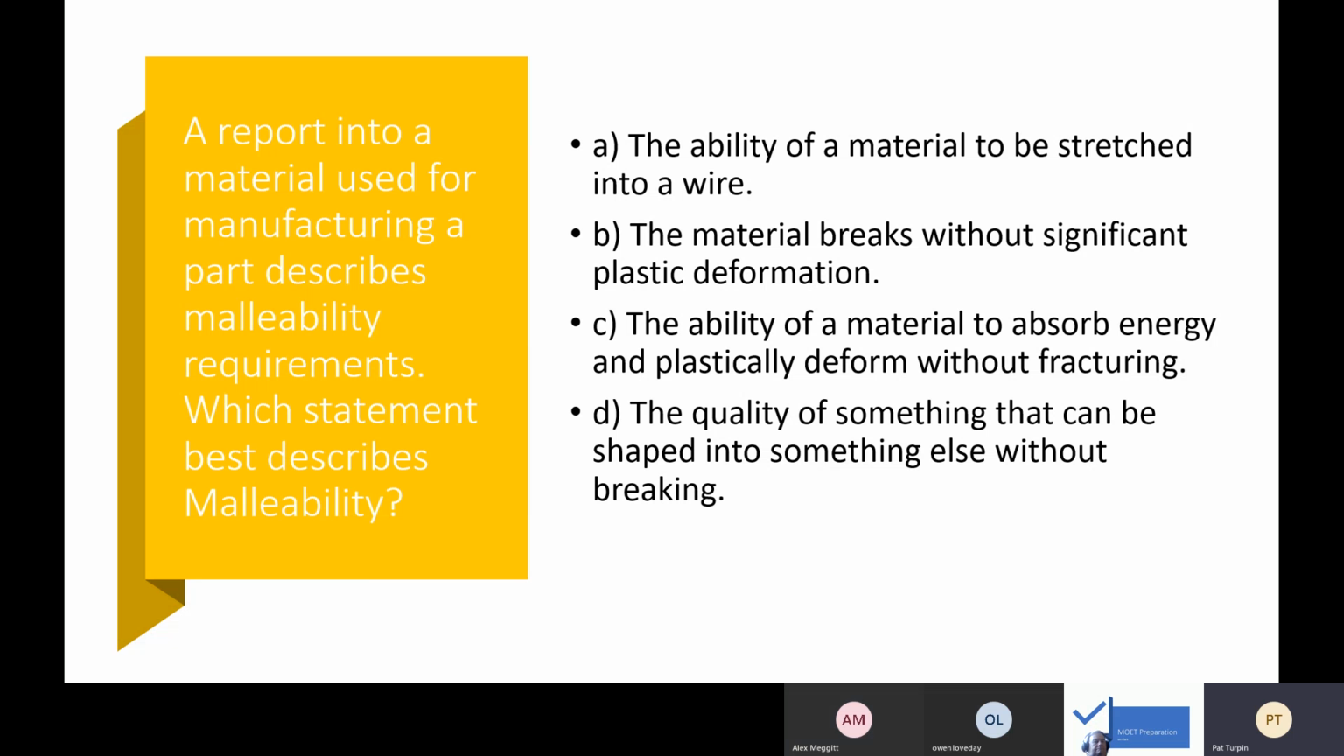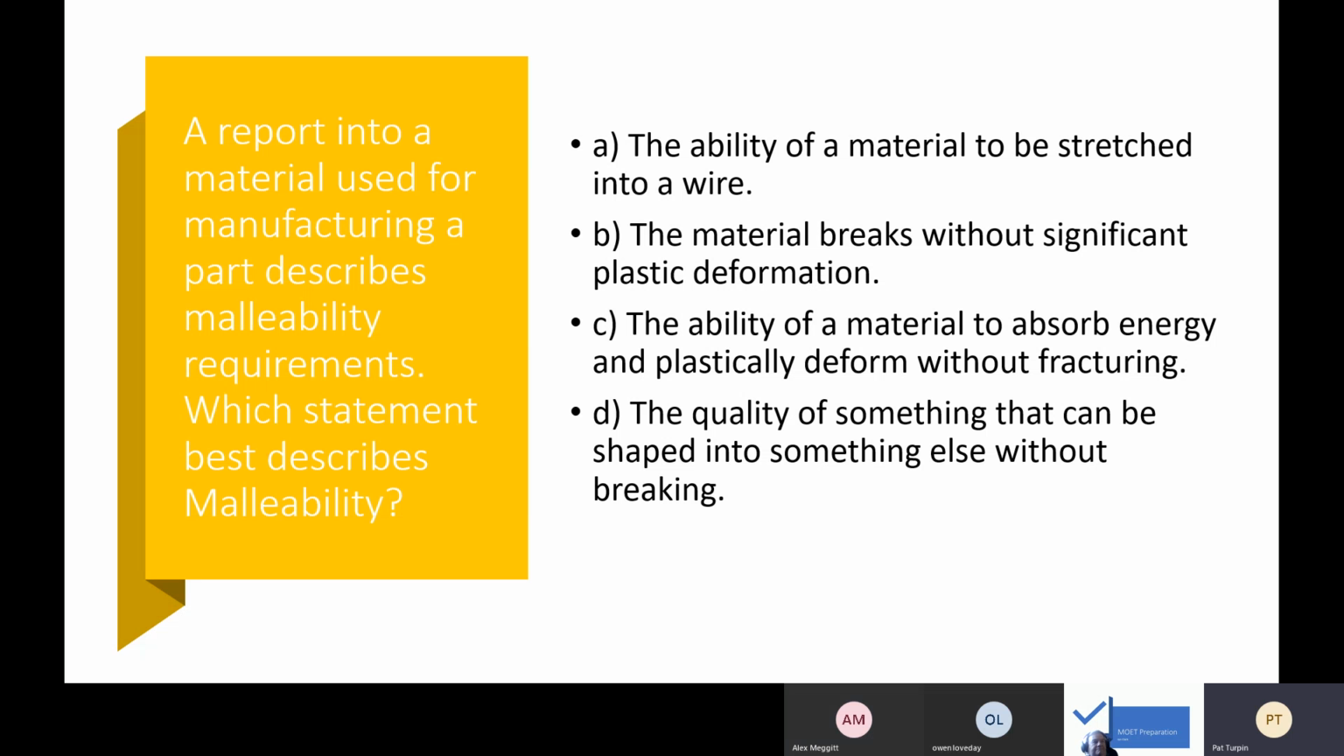Without significant plastic deformation. I've always been taught that malleability means you can bend something without it breaking. Let me flip my other document up, unless I've wrote this down wrong on here. I thought it was C. Yeah, I've wrote it down wrong. I do apologise. It's C.